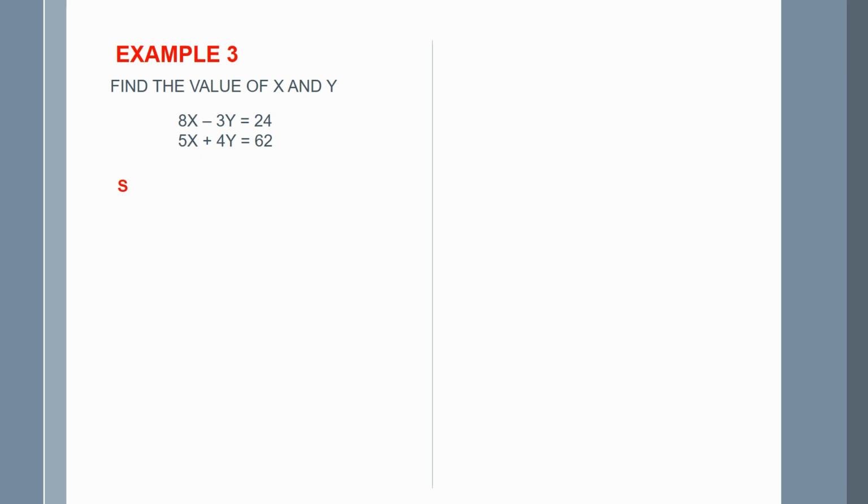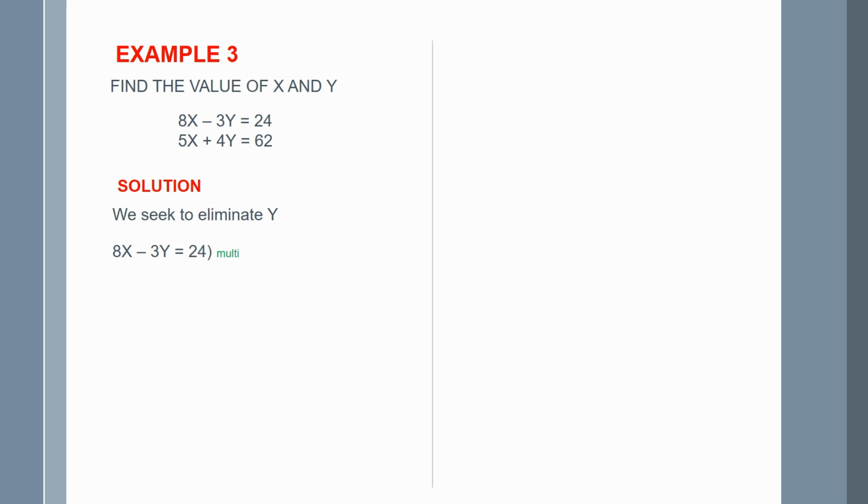Let us look at the third example, which is 8x minus 3y equals 24, and 5x plus 4y equals 62. Now again, the terms in x are not the same, the terms in y are not the same. Let us break the monotony by this time eliminating y.